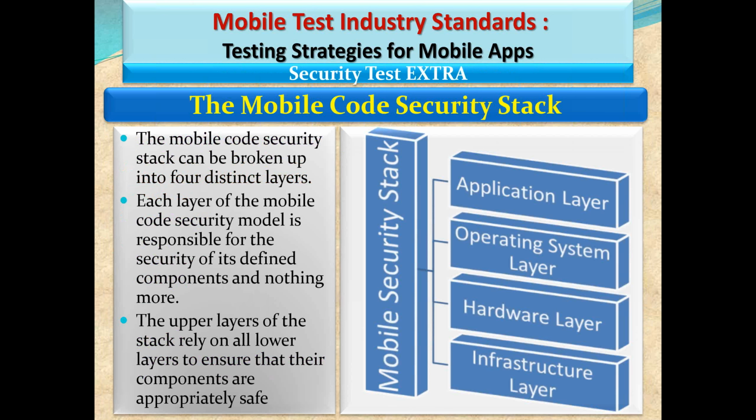So, the mobile code security stack. It can be broken into 4 distinct layers, and we go from the bottom, because, as you know, when we're talking about hardware and software, we always go from the bottom up. So we go from the infrastructure layer, and the infrastructure layer is the lowest and thus most supportive layer of the mobile code security stack.